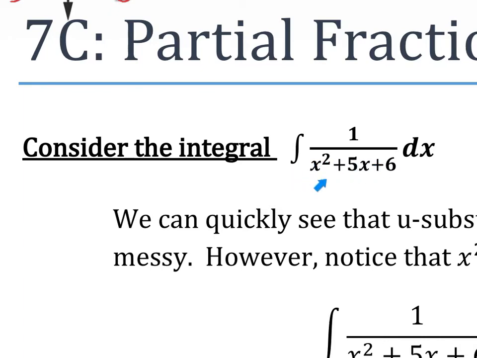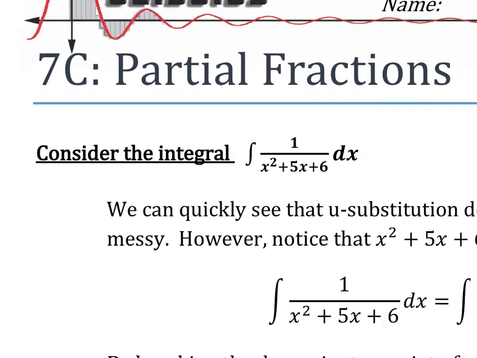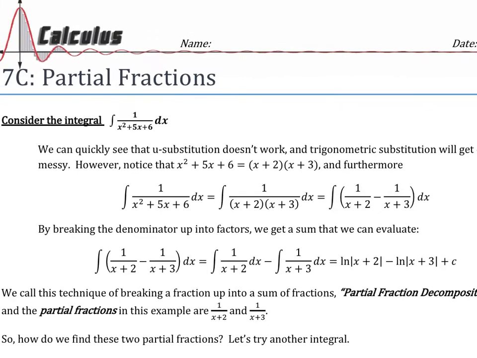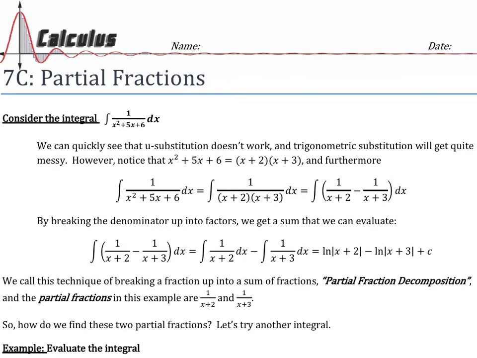We could try to say u is equal to this, and so du would be like a 2x, but we don't have another expression that has an x in it. So not going to be able to do u substitution. Okay, that doesn't work. Trig substitution is not going to be too nice because we're looking for a square root of something like a squared plus b squared to get trig substitution. So we do notice, though, that x squared plus 5x plus 6 is x plus 2 times x plus 3.